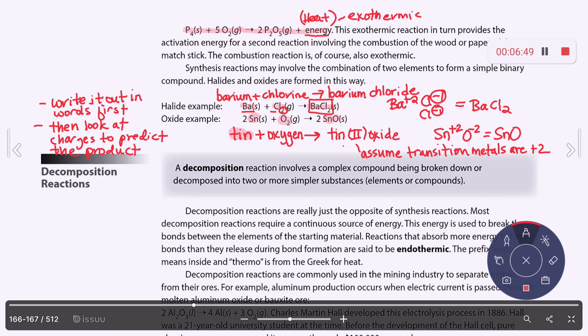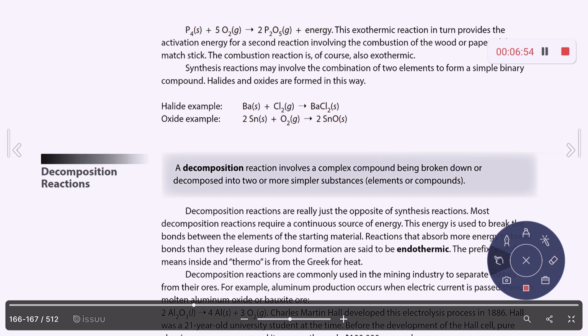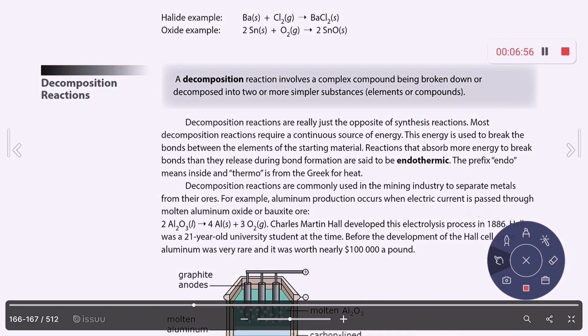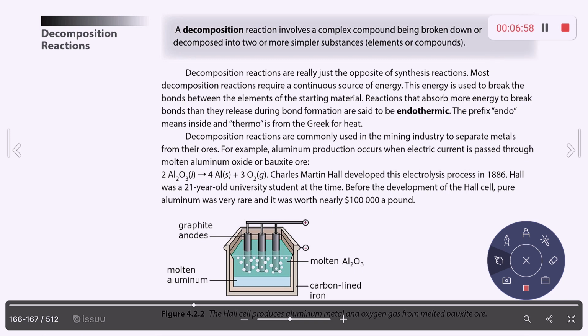Okay, let's take a look at decomposition reactions. And then that's all we're going to do today. So let's come down here. Decomposition reactions are the reverse of synthesis reactions. So what I'm going to do is take something complicated, like some compound, and break it down into 2 or more simpler substances. For you, it will be 2 elements. So I'm taking compound AB, and I'm breaking it down into elements A and B.